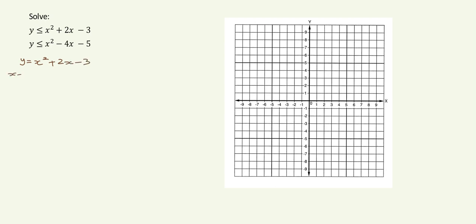So we look at x-intercept, y equal to 0. So 0 equal to x squared plus 2x minus 3. We're going to factor this. We have x plus 3, x minus 1 equal to 0. So x equal to negative 3, x equal to 1.